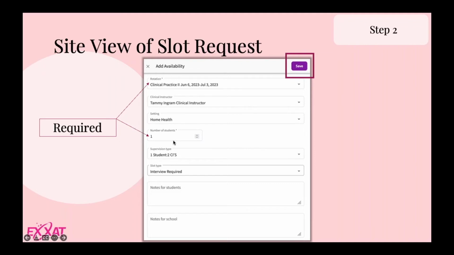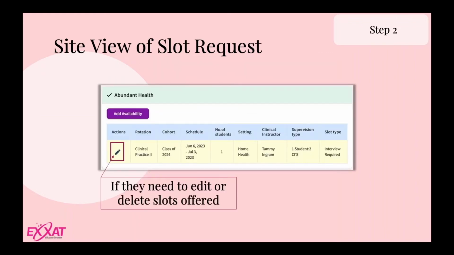The only required fields on this particular form are the rotation and the number of students. They don't have to put in a setting if they don't want to. They could say not known at this point, or they can select a setting. Once they've done that, this will be grayed out until they've filled in these two major fields, and then they'll click save, because it'll turn purple at that point. It won't be purple until they've done the required fields.